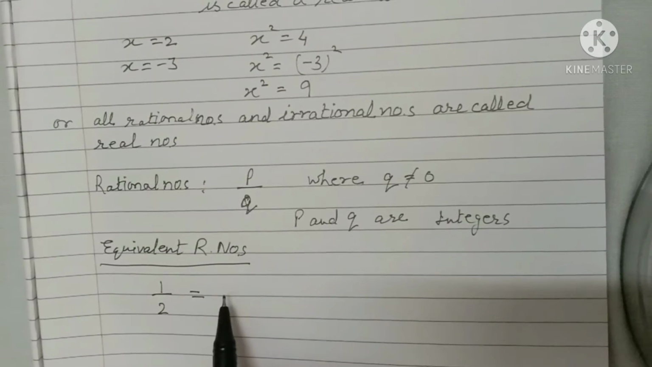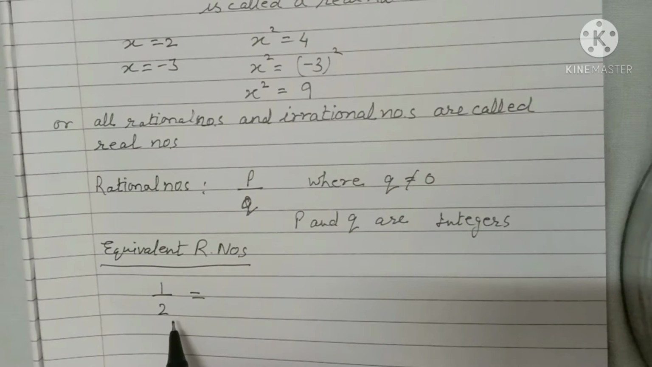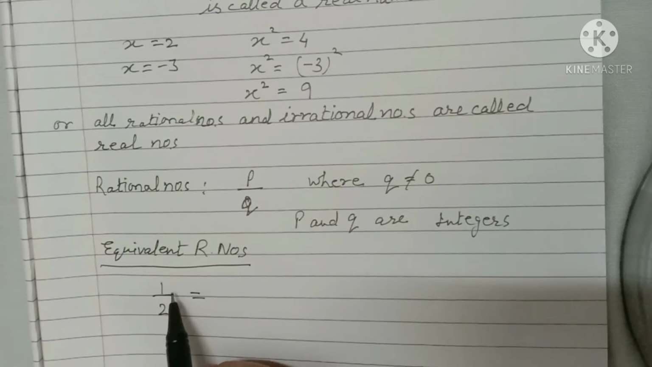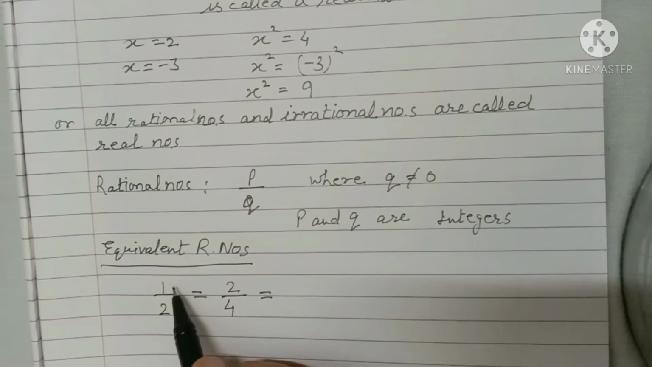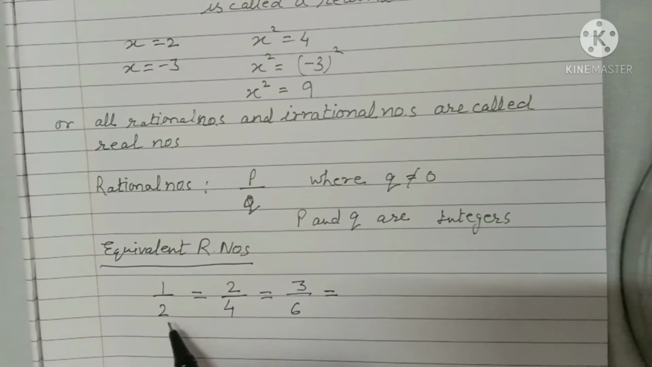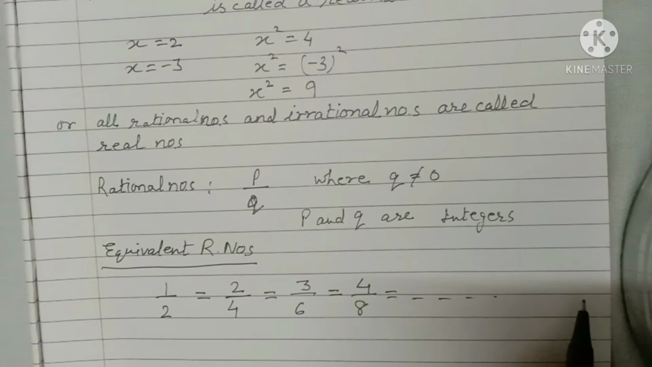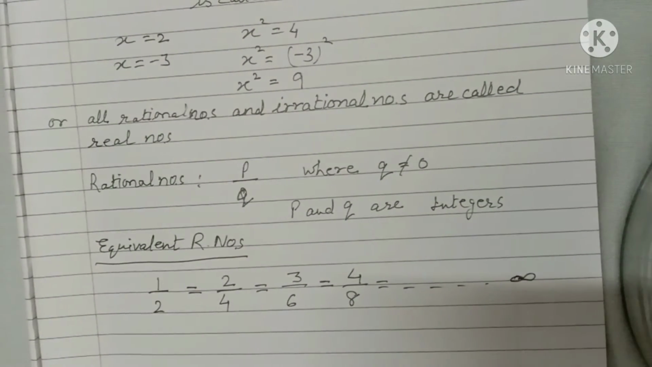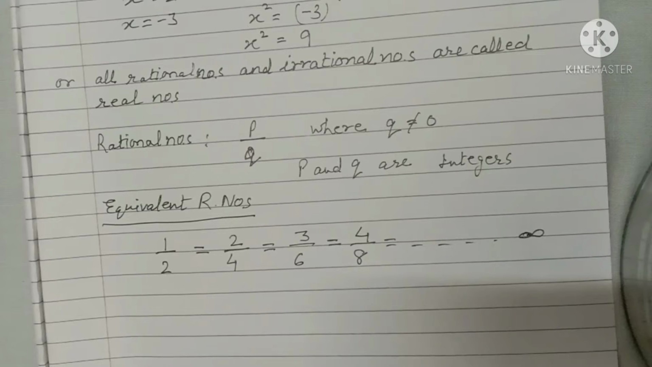Now make equivalent rational numbers. So many equivalent rational numbers we can make. Multiplying numerator and denominator by the same number, you will get equivalent rational numbers. When multiplied by 2, you will get 2 upon 4. Next, multiplied by 3, both numerator and denominator, you will get 3 upon 6. Next, multiplied by 4, 4 upon 8. So you will get so many rational numbers that you cannot count them.